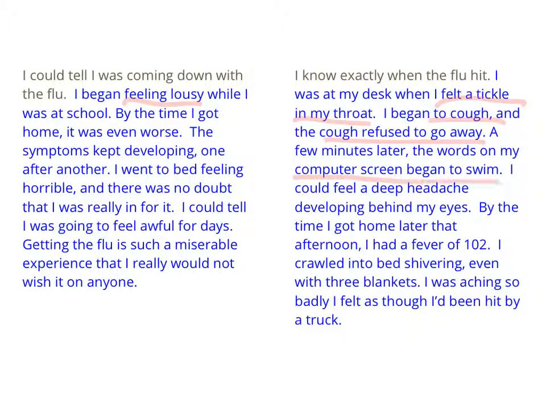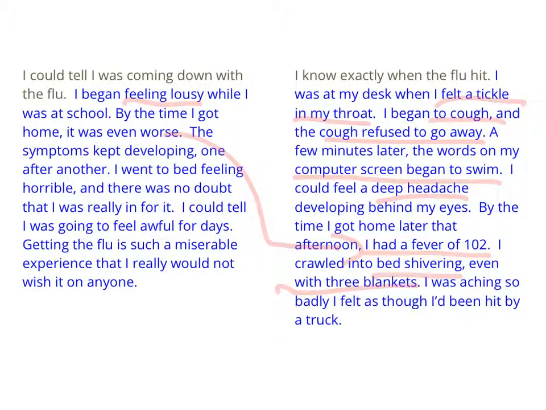So now we know that the person is feeling dizzy. I could feel a deep headache developing behind my eyes. By the time I got home later that afternoon, I had a fever of 102. So over here, it says by the time I got home, it was even worse. But over here, we have more details about how it was actually a fever. I crawled into bed shivering, even with 3 blankets. So again, this emphasizes the fever. I was aching so badly, I felt as though I'd been hit by a truck.